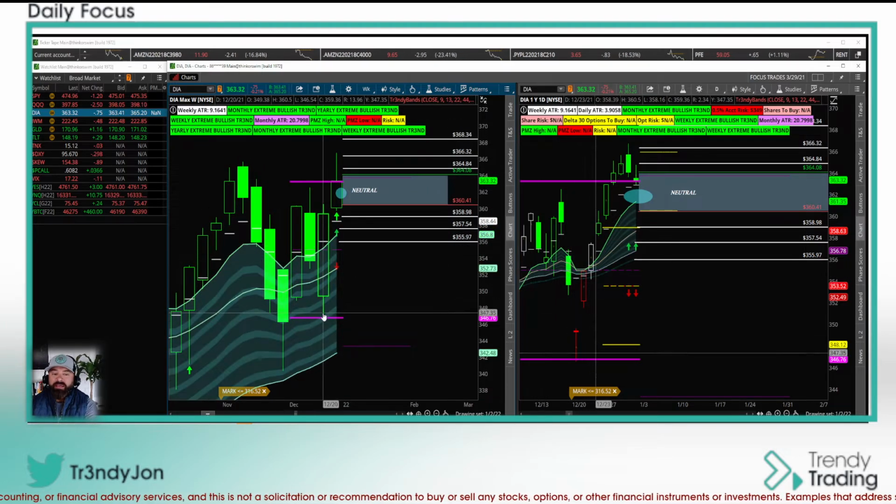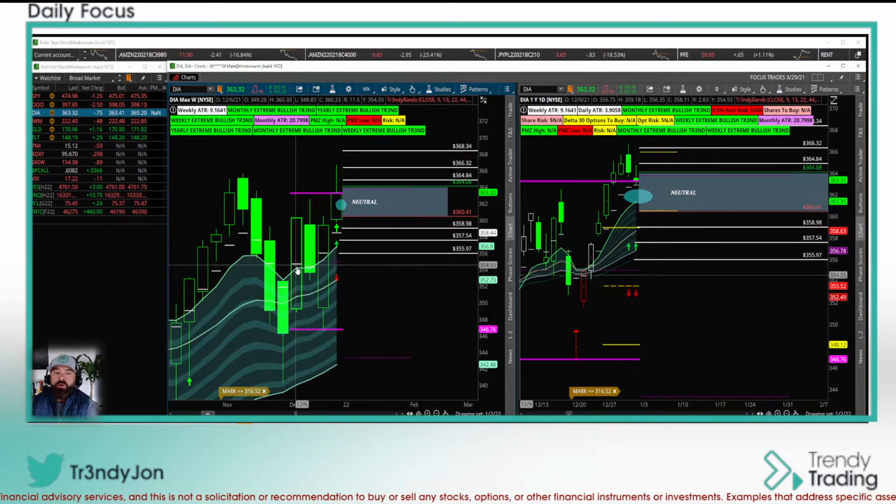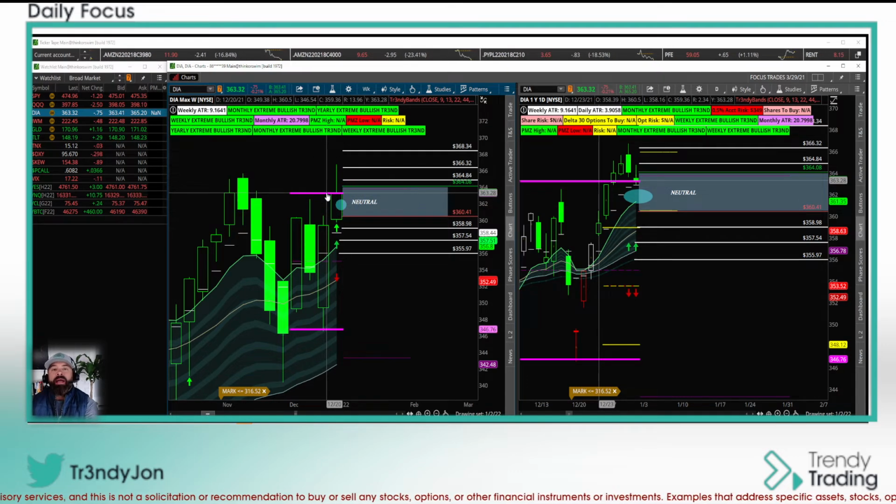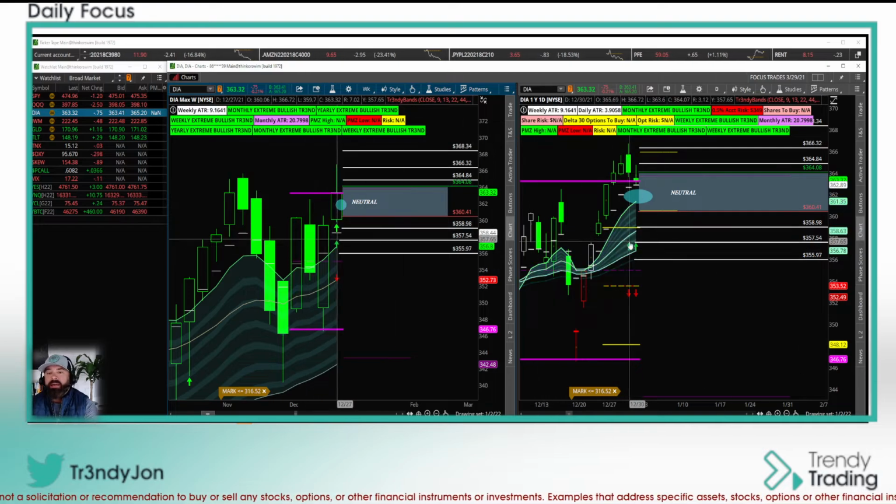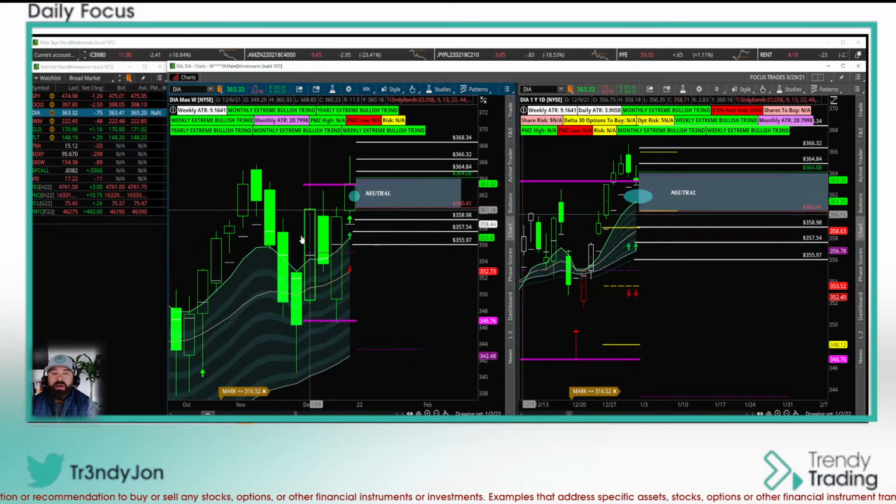When price moves down into the lower trendy edge, we look for support. When price moves up into the upper edge, we look for it to be resistance. Again, this is a weekly chart on the left, and on the right-hand side we have the daily. Let's go ahead and start with the weekly.